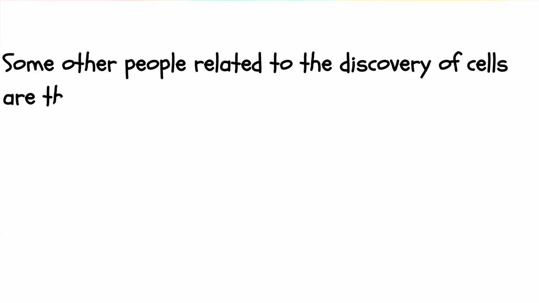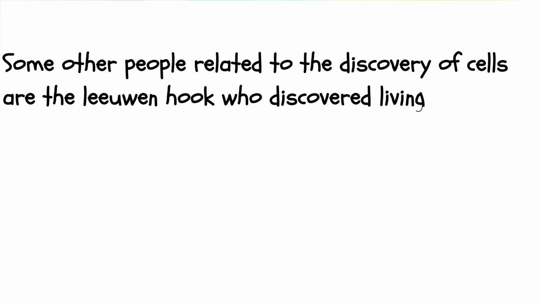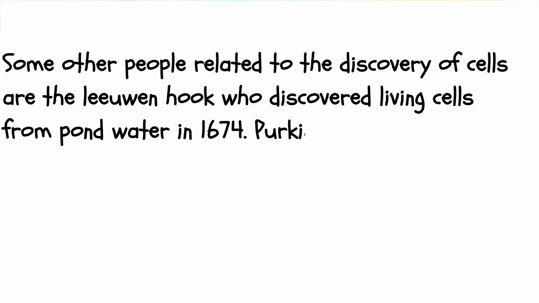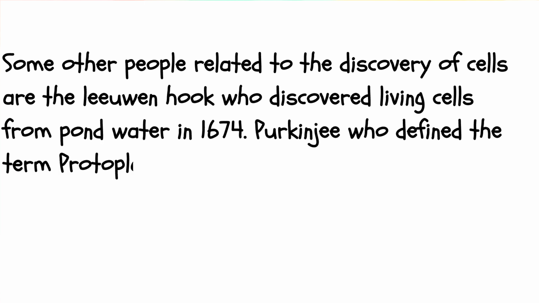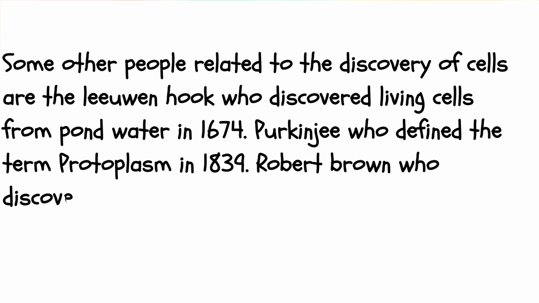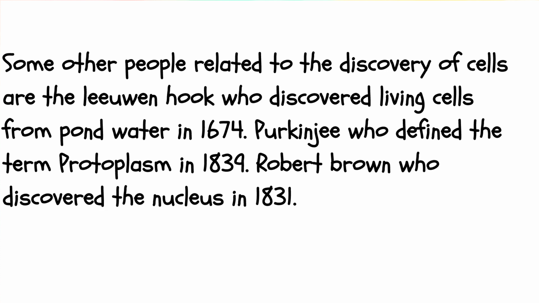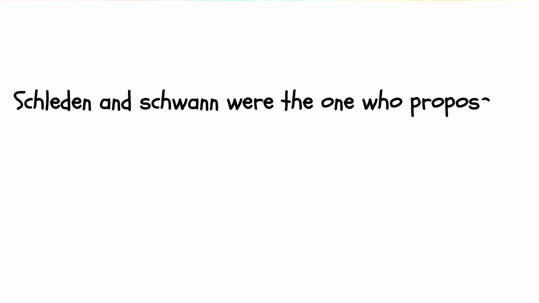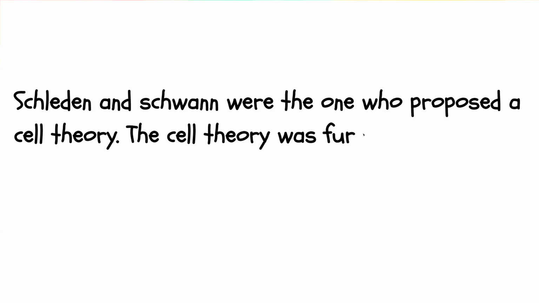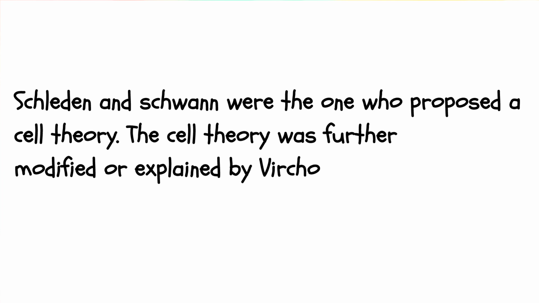Some other people related to the discovery of cell are Leeuwenhoek, who discovered living cells from pond water in 1674; Purkinje, who defined the term protoplasm in 1839; and Robert Brown, who found the nucleus in 1831. Schleiden and Schwann were the ones who proposed a cell theory. The cell theory was further modified or explained by Virchow. We will study cell theory in other videos in more detail.